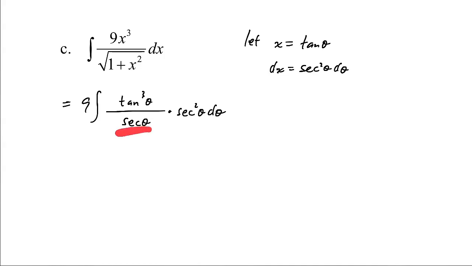All right, so again, this secant down here, you're like, whoa, okay. So this is 1 plus tangent squared. 1 plus tangent squared is secant squared, so the square root of secant squared would just be secant. All right, now we can simplify stuff. So I have secant, I can divide out one of those. So I have tangent cubed times secant.